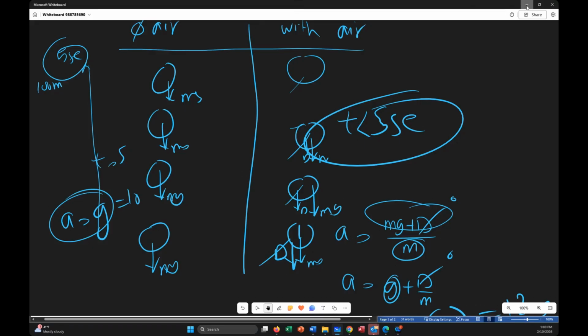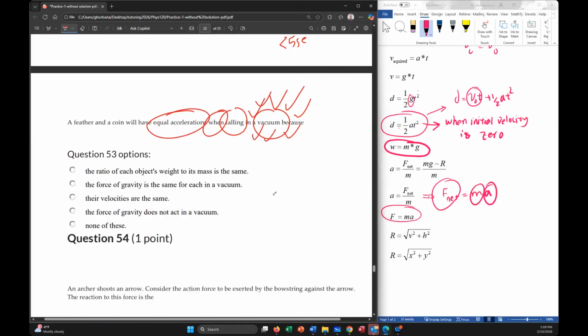So what is the answer then? Which one is the right answer? The ratio of each object's weight to its mass is the same. The force of gravity is the same for each in the vacuum. Their velocities are the same. The force of gravity doesn't act in the vacuum. None of the above.